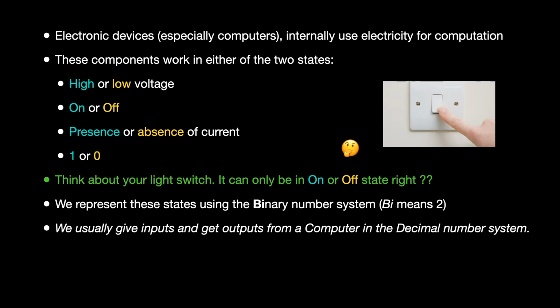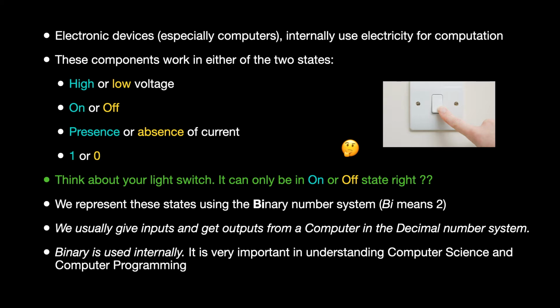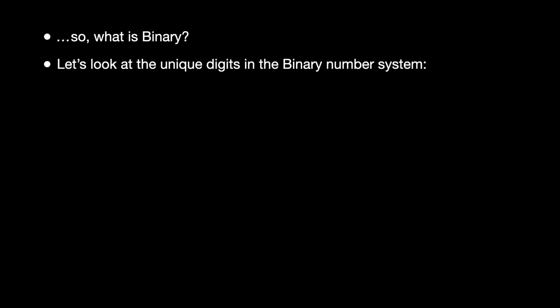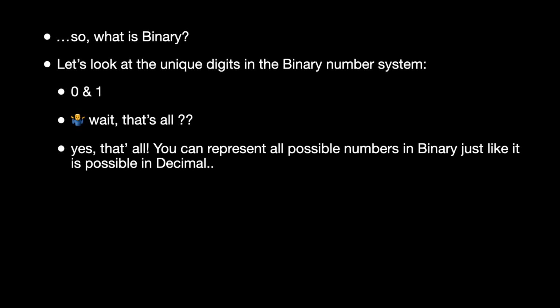We usually give inputs and get outputs from a computer in the decimal number system. Binary is used internally. It is very important in understanding computer science and computer programming. So, what is binary? Let's look at the unique digits in the binary number system. Well, surprise, surprise, there are only two digits, 0 and 1. Wait, that's all? Yes, that's all.